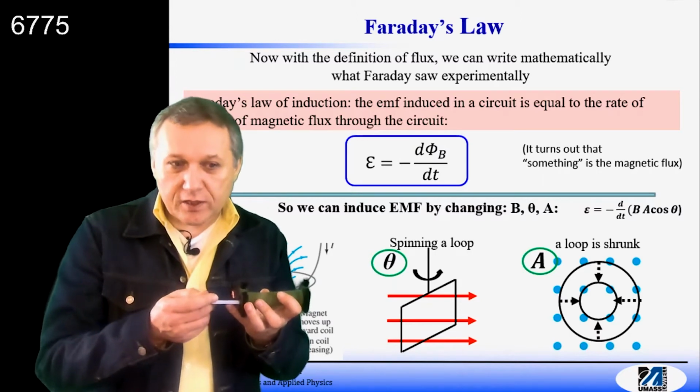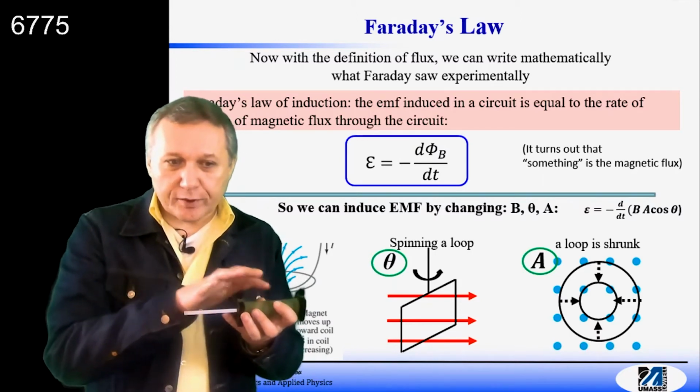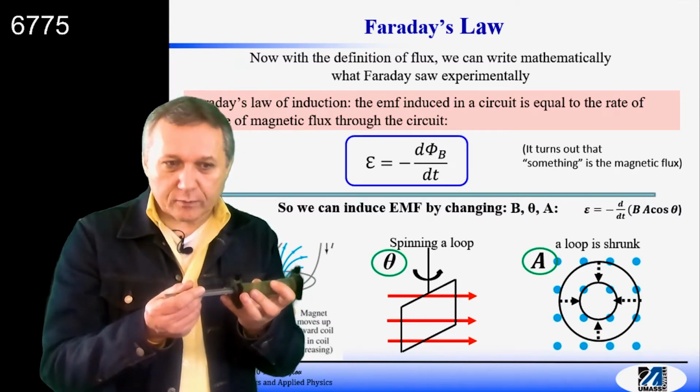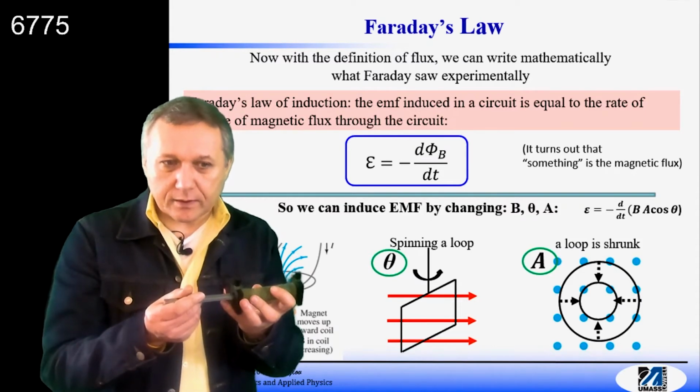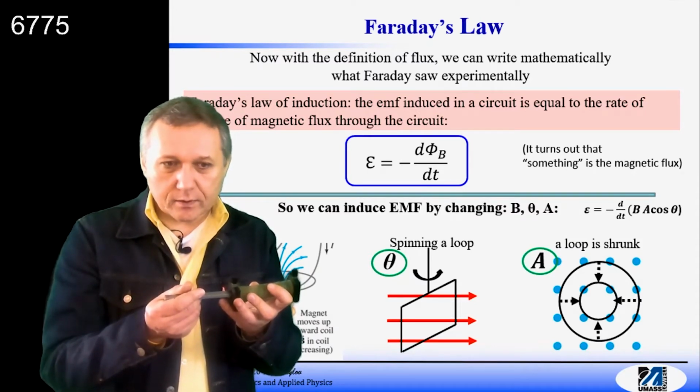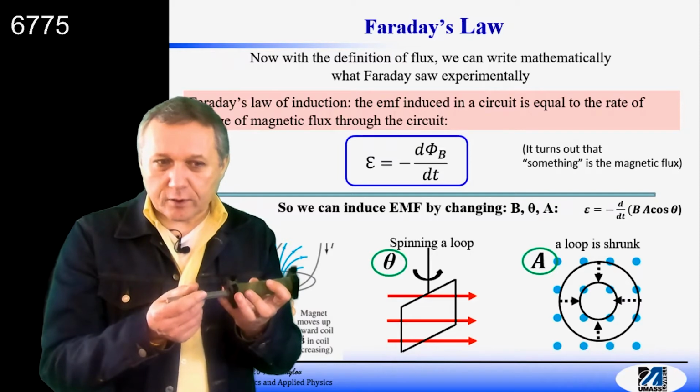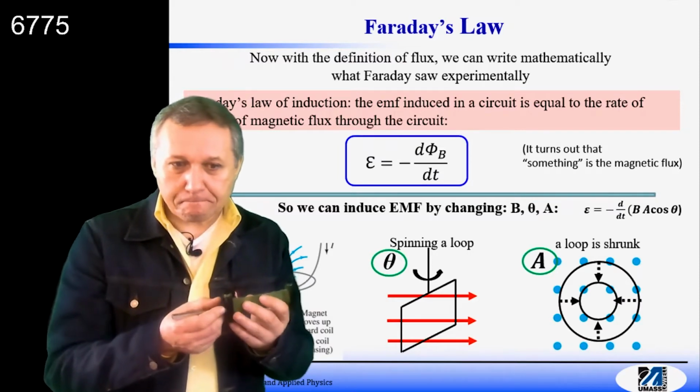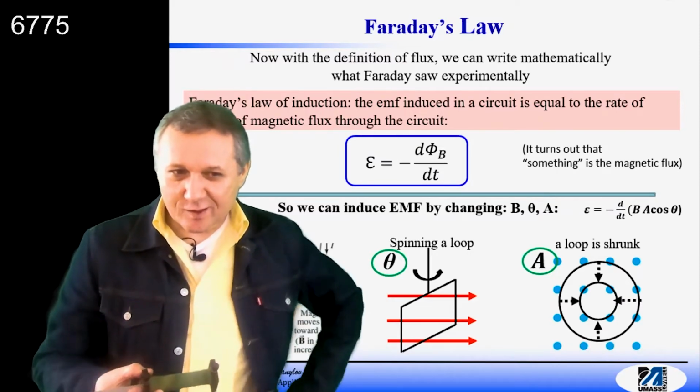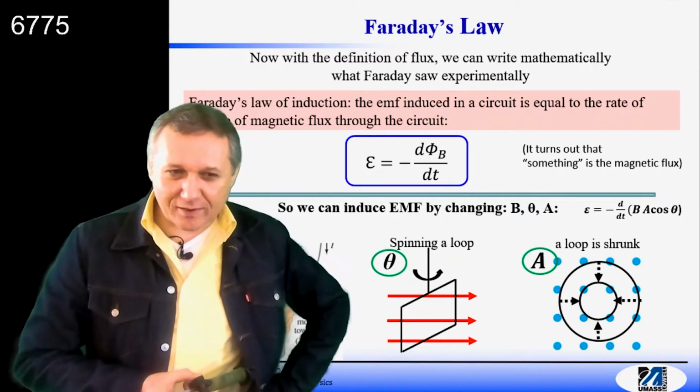If I keep changing, right? Then current will be produced. Once I stop moving it, once I stop changing the magnetic field, current will disappear. I'm still trying to understand the question, right? Is this the answer? Or did you mean something else?